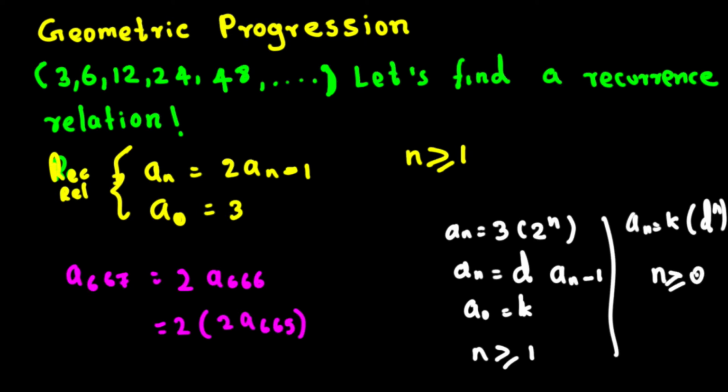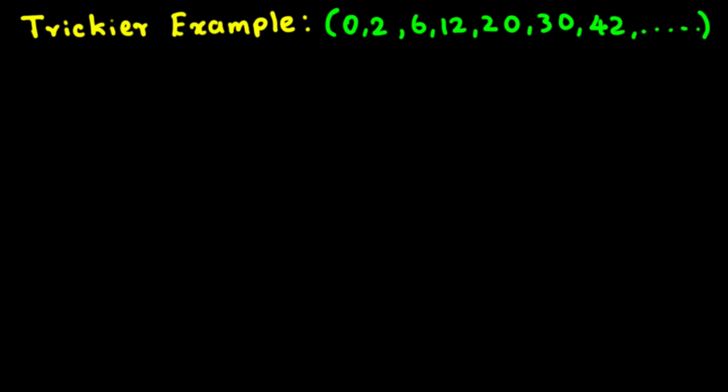Now let's look at a trickier example. Okay, here we go. Here we have 0, 2, 6, 12, 20, 30, 42. Now how do we express this one? Here you can see a pattern: first we are adding 2, then we are adding 4, then adding 6, then 8, 10, 12, 14. So the amount added increases by 2 each time.